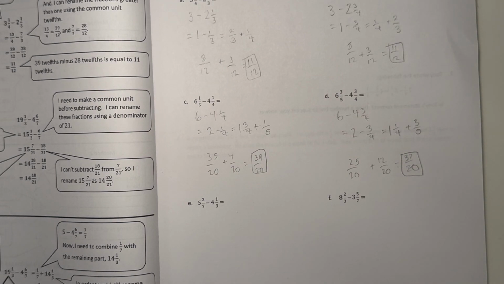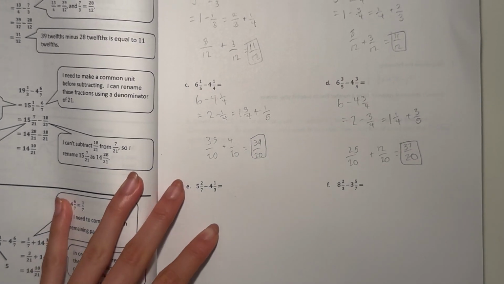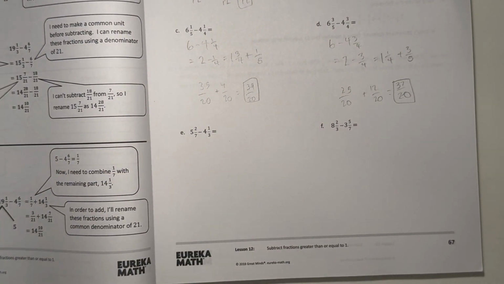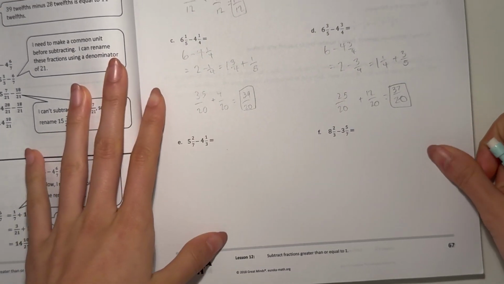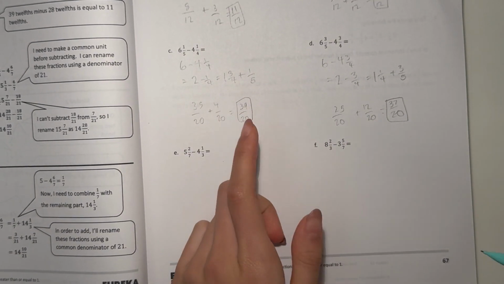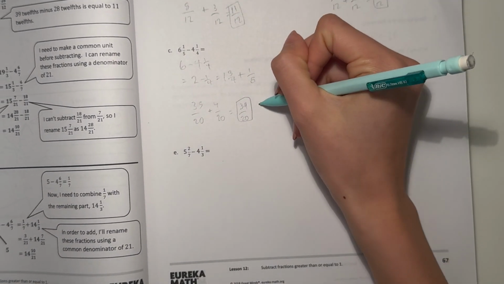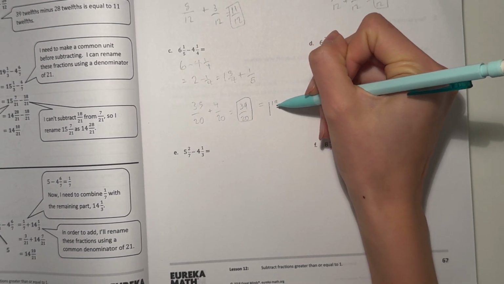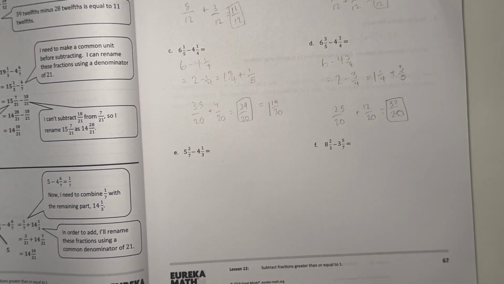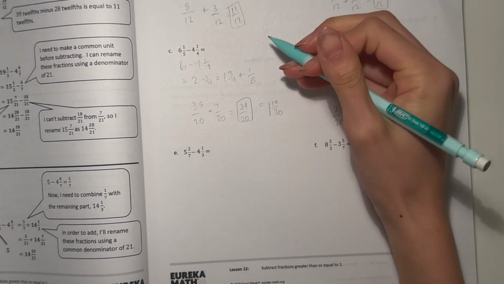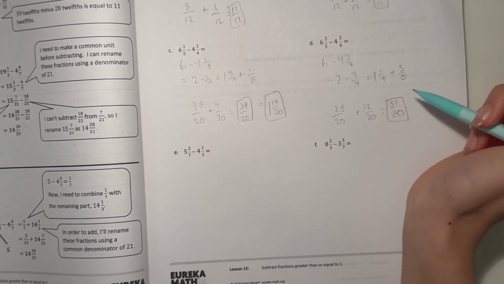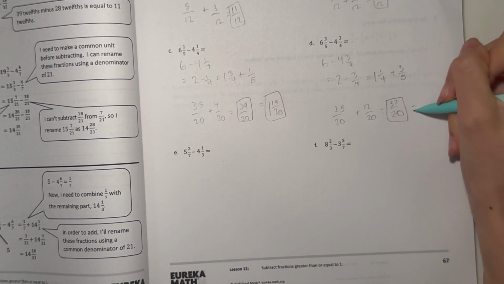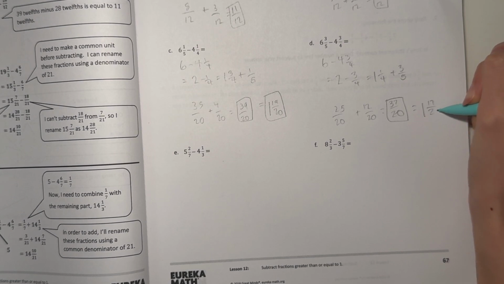Alright, and now for E. Also, by the way, 39 over 20, we can simplify that to 1 and 19 over 20, because 20 goes into 39 once, and that leaves 19 left over. So that would be our simplified version. And 37 over 20 would be 1 and 17 over 20, which is a simplified version.